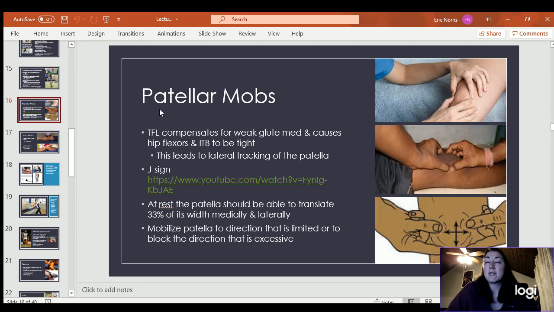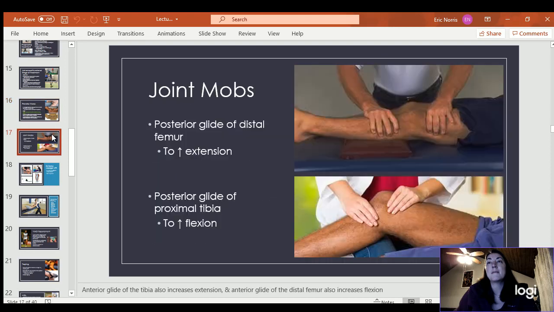So whichever direction you find to be limited, it could even be inferior or superior, you can do mobilizations towards that direction, so towards the limitation. All right, so our joint mobilizations, you know that pushing on the distal posterior glide to the distal femur is what we primarily do to increase extension.